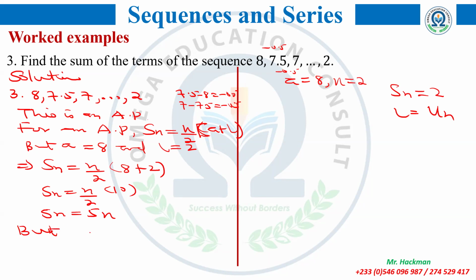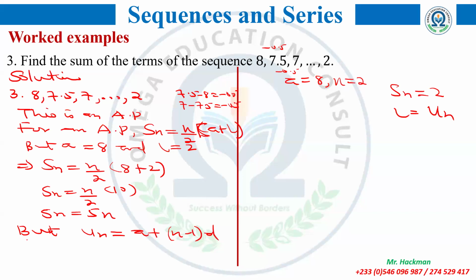U sub N is equal to 2. So I wanted to find the term where U sub N is equal to 2. Then U sub N, which is 2, is equal to, so quote the U sub N formula, which is A plus N minus 1 D. Is that not it? And U sub N is equal to.